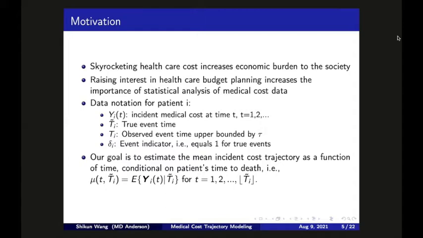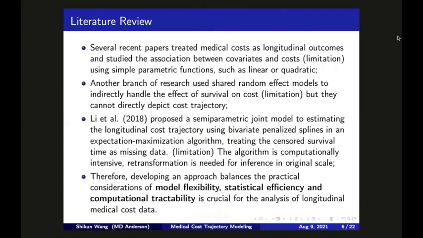Several recent papers treated medical costs as longitudinal outcomes and studied the association between covariates and costs using simple parametric functions such as linear or quadratic. Another branch of research used shared random effect models to indirectly handle the effect of survival on cost, but they cannot directly depict the cost trajectory.